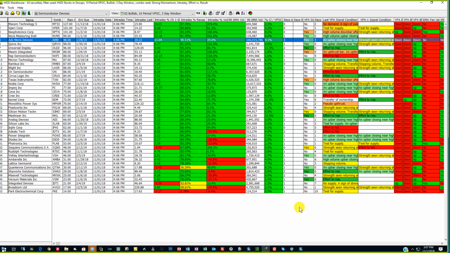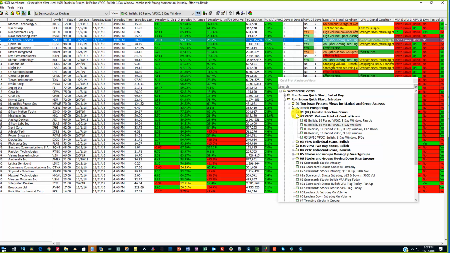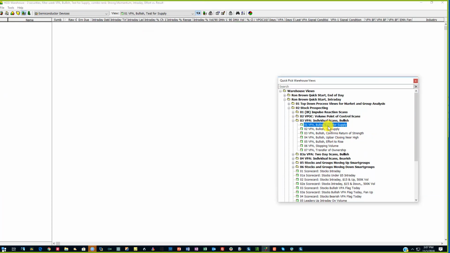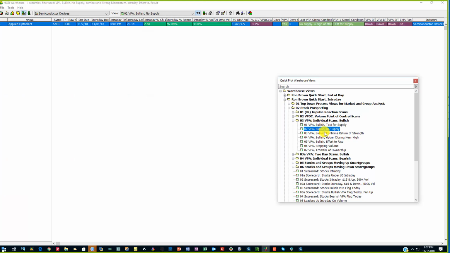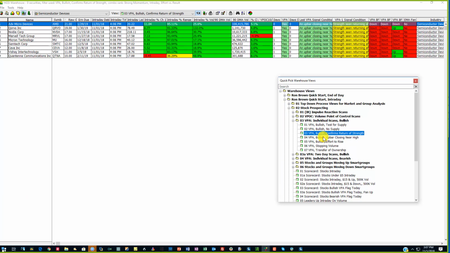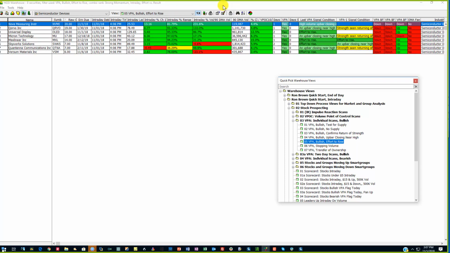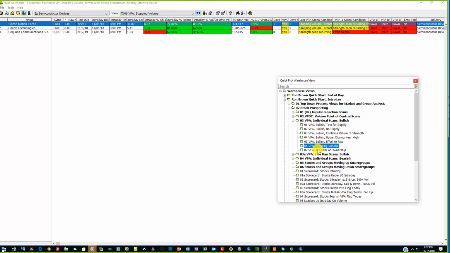You could look at the VPA scans themselves. There were no tests for supply. This is a confirmation of strength. Up bar closing near the high. Here's effort to rise. These are all based upon yesterday's signals. Here's stopping volume. Here's transfer of ownership.